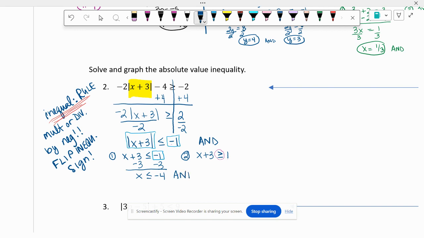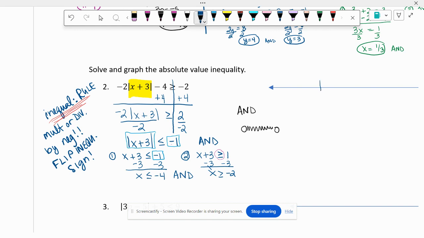And when I subtract 3 over here, sorry, I got ahead of myself, x is greater than or equal to -2. So when you have an and, the solutions shade together. The solutions shade together. So let me show you what I mean.